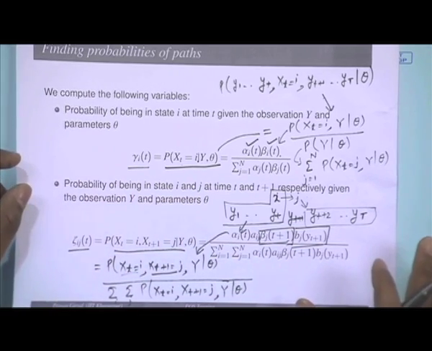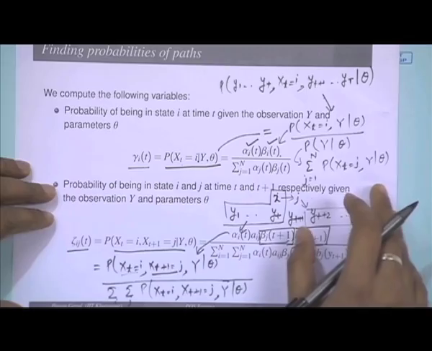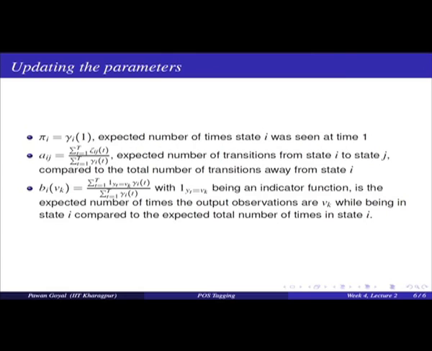Now coming to the last part, that is, once I have computed some probabilities over my possible state paths, how do I estimate my parameters again? Okay, I have started with some initial parameters, computed this, now I want to re-estimate my parameters theta. So how do I do that? So now I have to estimate my pi i, aij and bi(vk). So how do I estimate this?